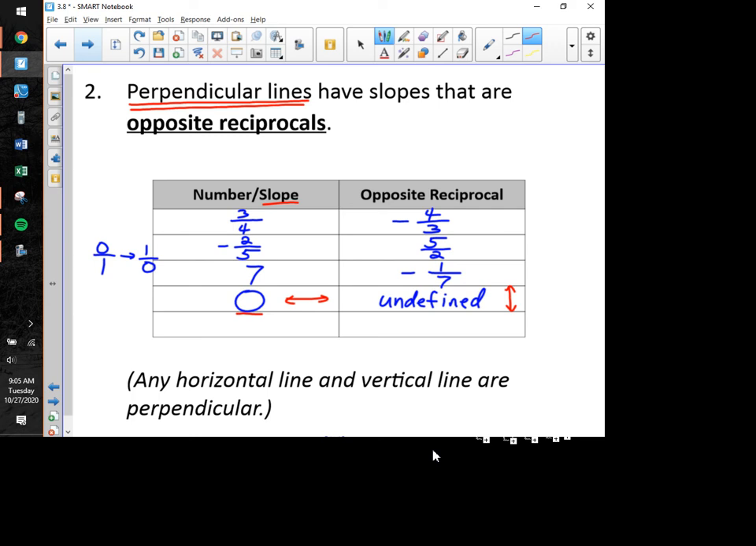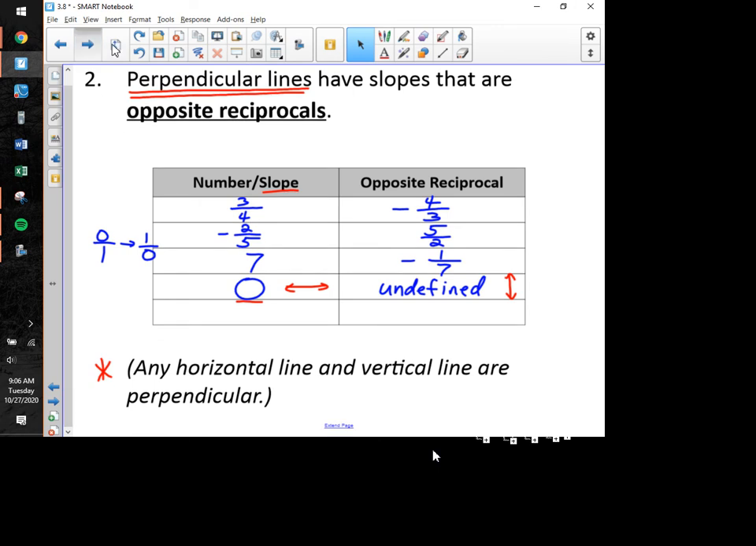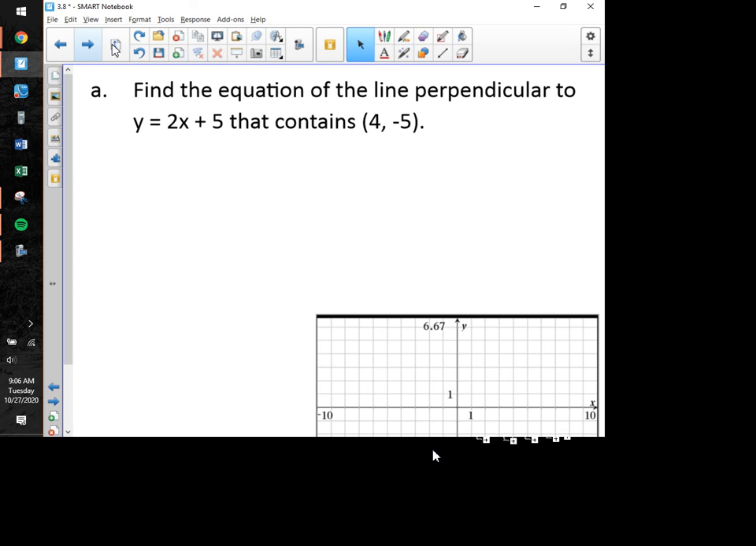So I think it makes some sense to think that if your first line was horizontal and you wanted a line perpendicular to it, that second line would be vertical. So that is why this statement right here needs to be written, everybody. Any horizontal line and vertical line are perpendicular because technically their slopes are not opposite reciprocals, because there is no opposite reciprocal of 0. Okay? All right, so let's knock out a few problems here and let's see how we do.